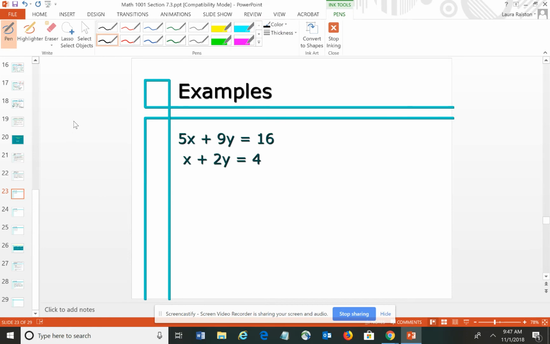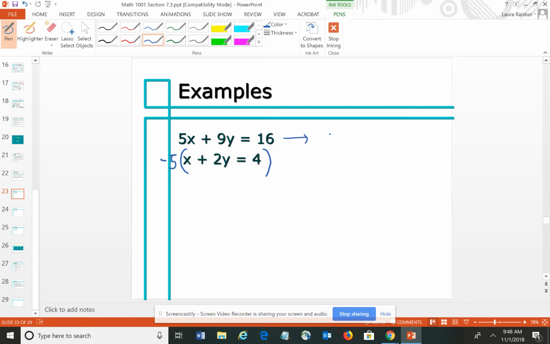So if I look at this particular problem, 5x plus 9y equals 16 and x plus 2y equals 4, I notice I don't have the same coefficient in front of the x nor the y, and I also need them to be opposites so that when I add them, they will go to 0. So what I'm going to do is multiply the second equation by -5. Since there's a coefficient of 1 here, if I multiply this entire equation by -5, let's see what happens.